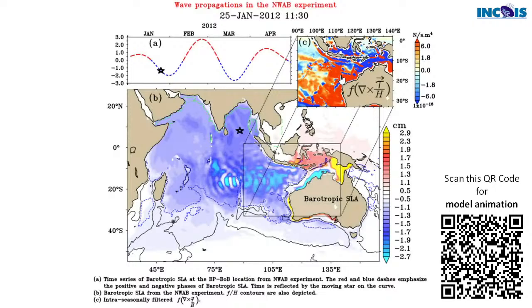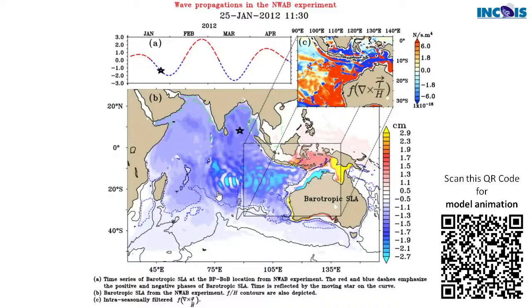The wind is taken from NCMRWF, and here is the sea level output, and the lines represent the F by H contours. These lines are quite important because we are seeing that this variability is restricted. F by H acts as a wall, blocking the entire variability from spilling over to this basin.